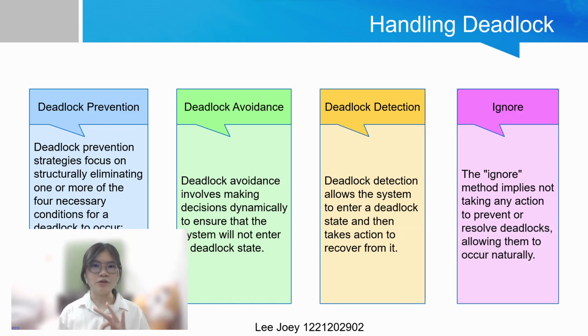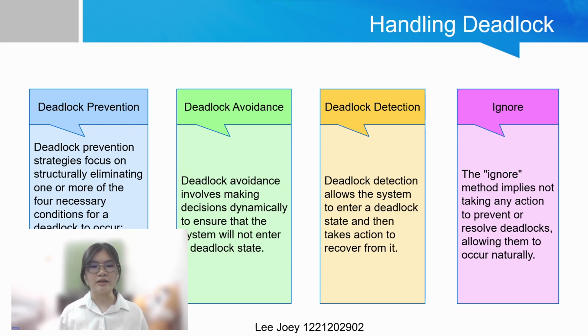The third method is deadlock detection. Deadlock detection allows the system to enter a deadlock state and then take action to recover from it. This method involves periodically checking the system's resource allocation and requesting process states to identify the deadlock. Once detected, the system can take action such as process termination or resource reallocation to resolve the deadlock.